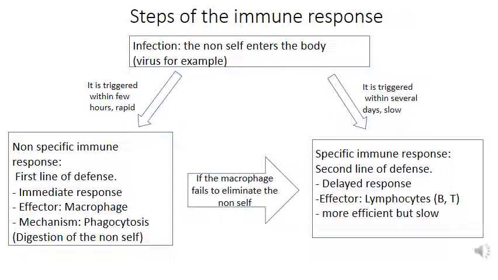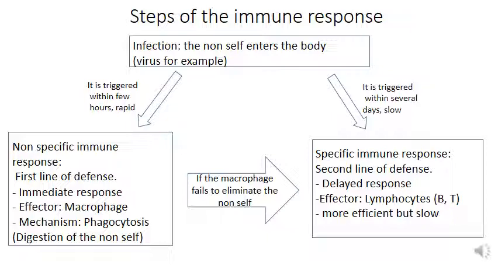When I talk about immune response, it's the response of the immune system. Of course, a response for what? It's a response for an antigen that has entered the body. This means that there should be an infection. So in case of infection, the non-self enters the body, so the immune system should be activated. How does this happen? It occurs actually in 2 steps.